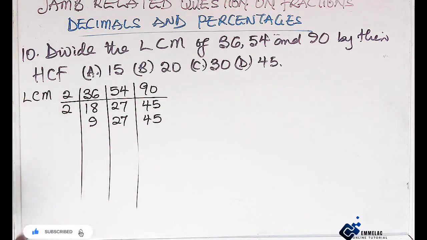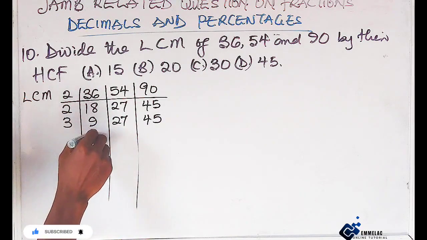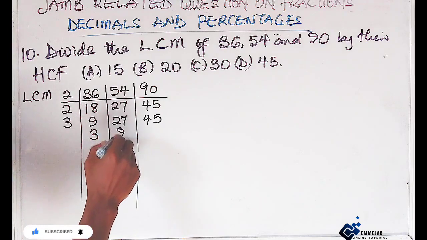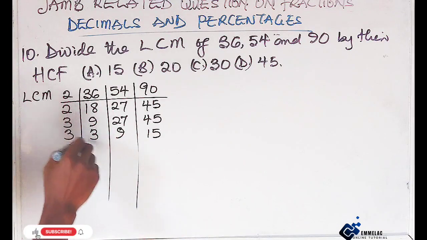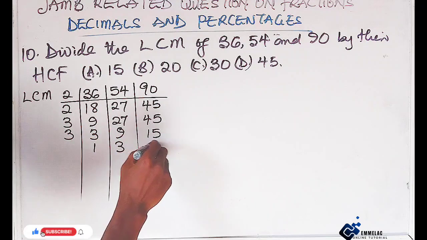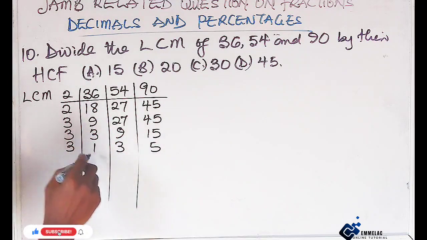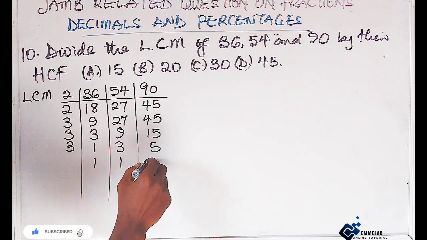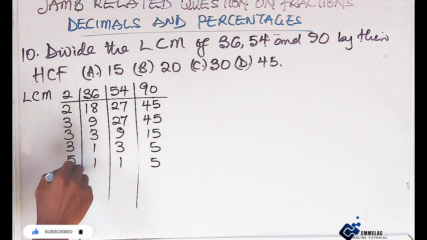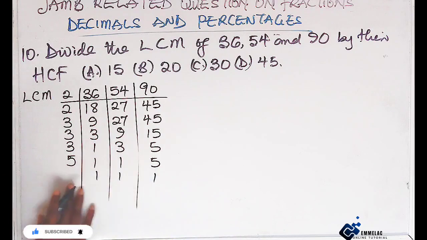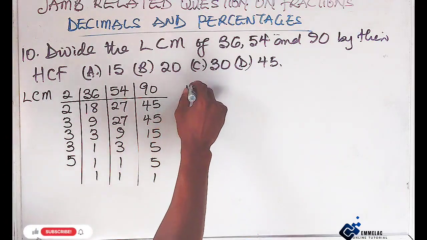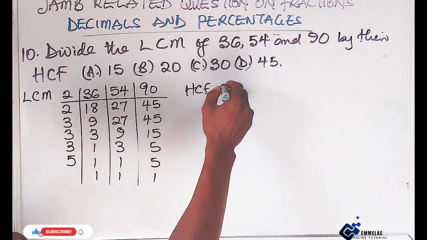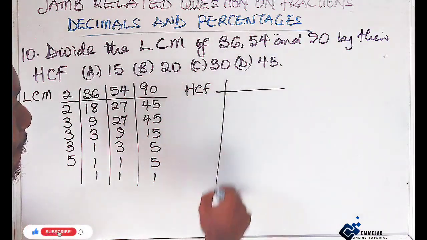The next one that will go is 3. So here you have 3, here you have 9, here you have 15. Now 3. Here you have 1, 3, here we have 5. Now 3. Here you have 1, 1, and here you have 5. Then 5. Here you have 1, 1, 1. Okay. So now that for HCF, that is highest common factor.